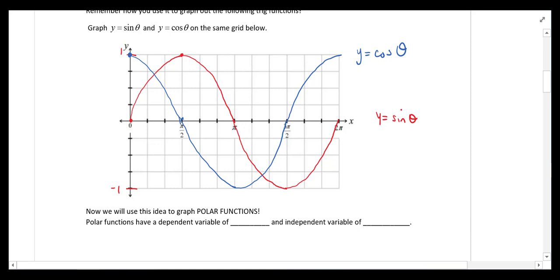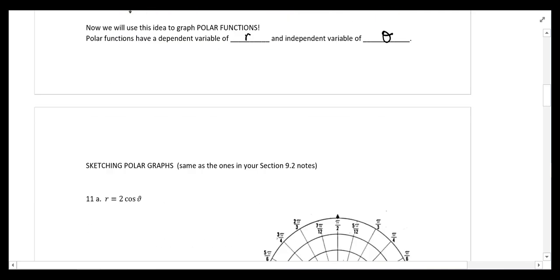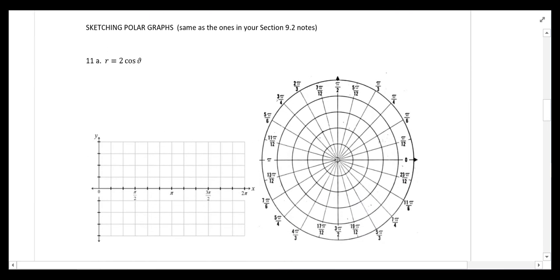Remember now, with polar functions, our variables are r and theta, where the dependent variable is r and our independent variable is theta. So if you turn the page, let's take a look at how we can sketch these. It's the same as the one in your, not section 9.2, this should be 10.2 notes. So 11a is r equals 2 cos theta. What I'd like you to do first with all of these is just imagine that I asked you to graph y equals 2 cos theta, or 2 cos x if you wanted, on the x and y axes. Can you do that for me right now?